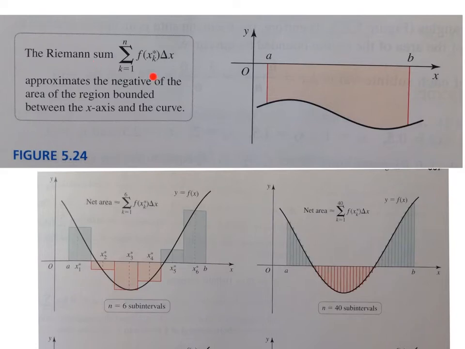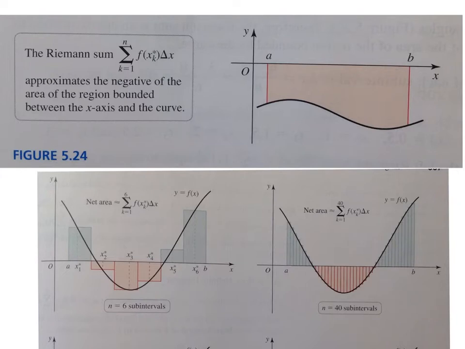This is at the top of page 366. It says the Riemann sum here, and again, let's look through what we're saying with this in a second, approximates the negative of the area of the region bounded between the x-axis and the curve. Well, that's only because we're down here below the x-axis. It's not always negative. It could be positive, it could be negative, just depends on where that curve is in relationship to the x-axis. And so it's the notation that really throws us off here, I think.